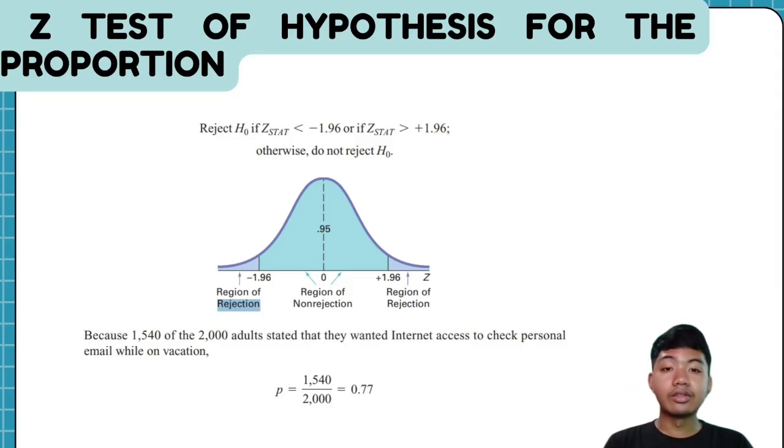So, this graph shows the critical z-values that define our rejection regions. If our calculated z-statistic falls outside these regions, we reject the null hypothesis. The survey of 2,000 adults showed that 1,540 wanted internet access for email, giving us a sample proportion of 0.77.